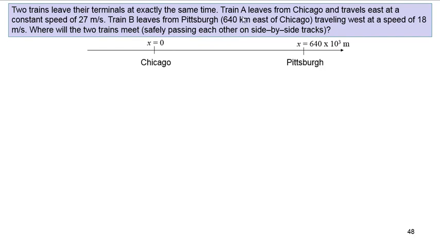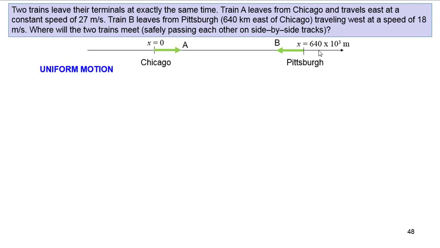So now I'm going to say train A is leaving from Chicago traveling east. So train A is going this way, and train B is leaving Pittsburgh and traveling west. So I'm just drawing that. The reason I do this is now I can very clearly say that train A has a positive velocity, whereas train B has a negative velocity. So I got that out of my picture.